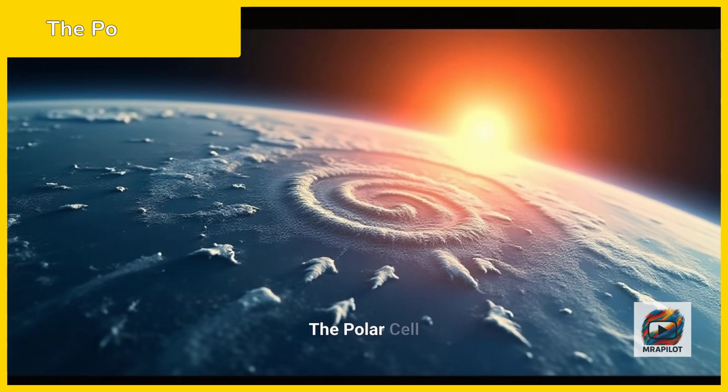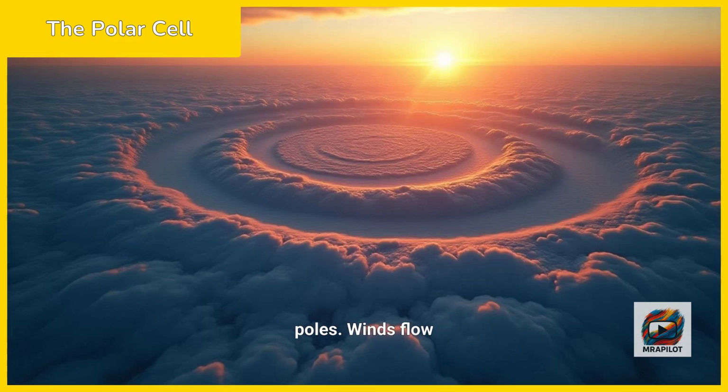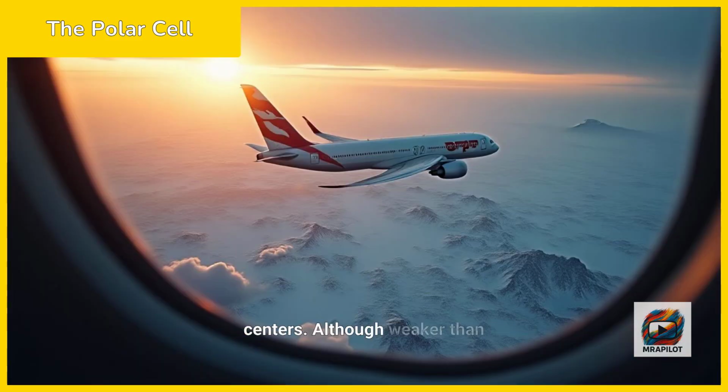The Ferrel cell lies between 30 degrees and 60 degrees latitude. It's where we find the westerlies, winds that blow from the west and affect many transatlantic and transpacific routes. Jet streams also flow here, guiding storm systems. The polar cell circulates cold air around the poles. Winds flow outward from the high-pressure polar centers. Although weaker than tropical systems, these winds influence Arctic flight corridors and airspace management.